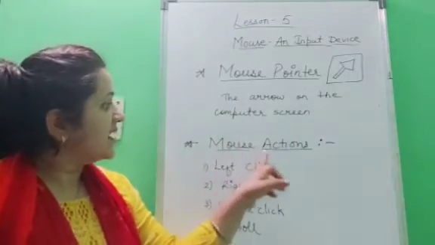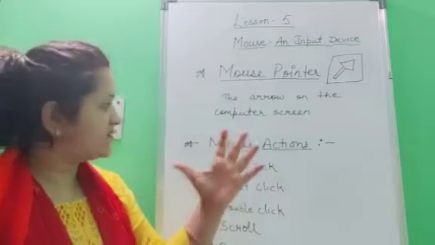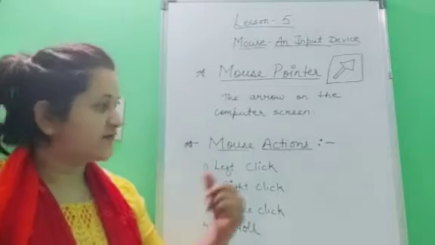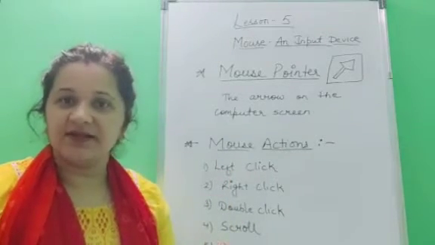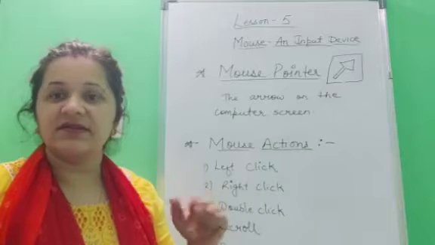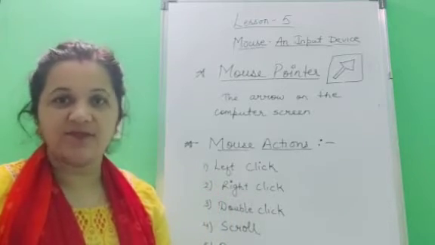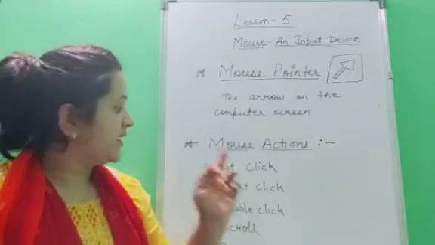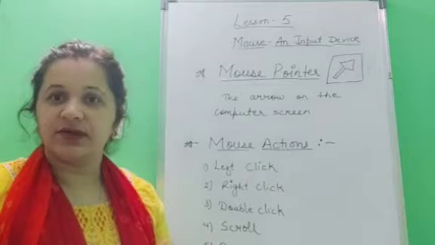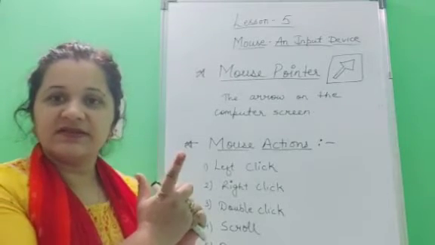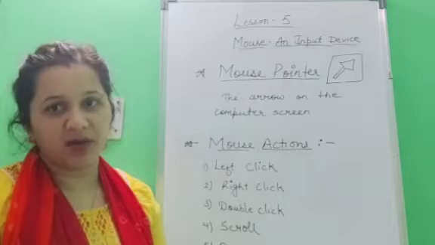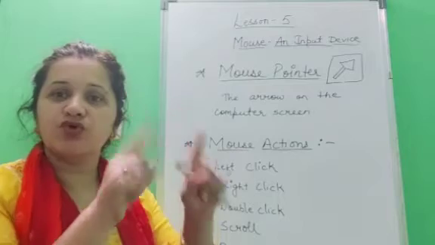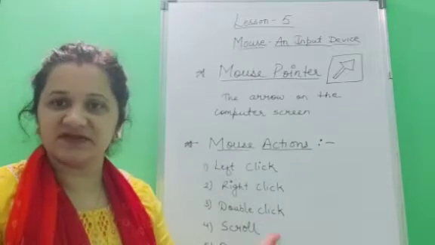Next topic is mouse actions. We have studied 5 mouse actions in this book. What is the first action? The first action is the left click. Left click means pressing and releasing the left mouse button once. When you click the left button, it selects any object on the screen. The next action is the right click. Right click means pressing and releasing the right button of a computer mouse. When you press the right button, it shows you a list of commands to do a specific task.